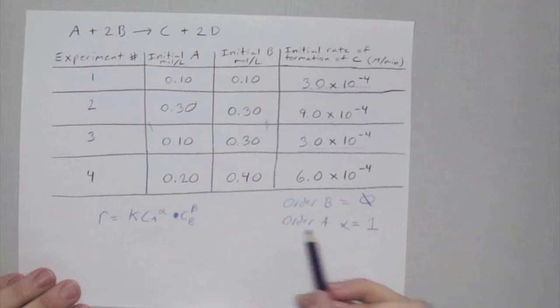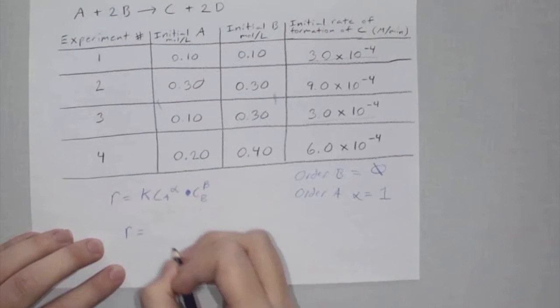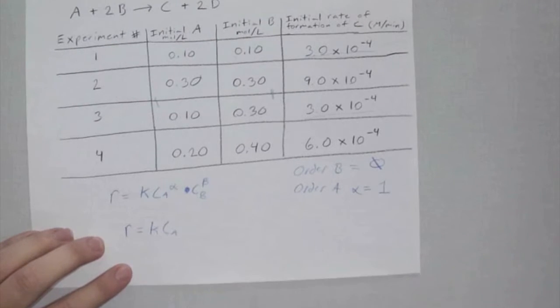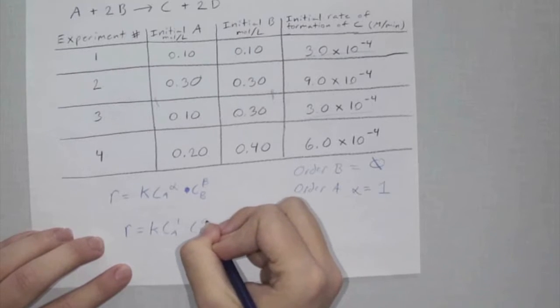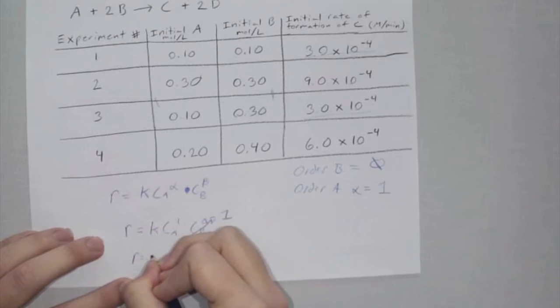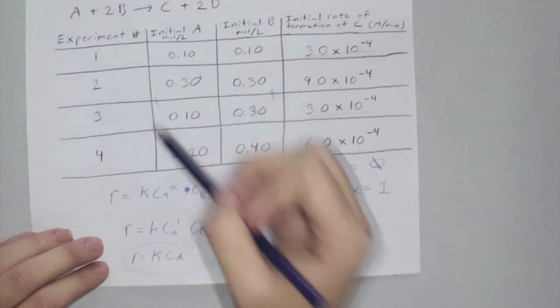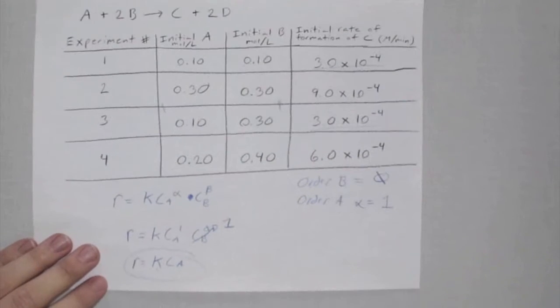And now that we know that, we can write our basic form of the rate law. We can say the rate of this reaction is equal to K times Ca to the first power, and then times Cb to the 0 power. Of course, anything to the 0 power is 1, so we can rewrite that as R equals K Ca. So in this reaction, even though B is a reactant, since it is 0 order, it does not get included in the final rate law.